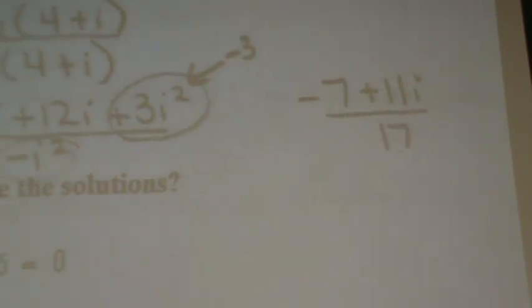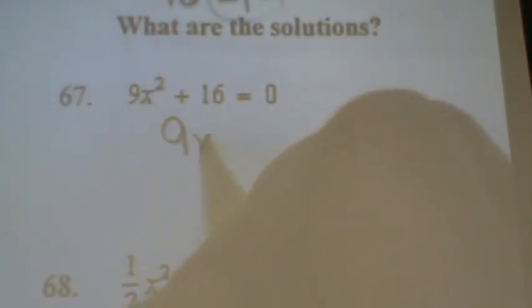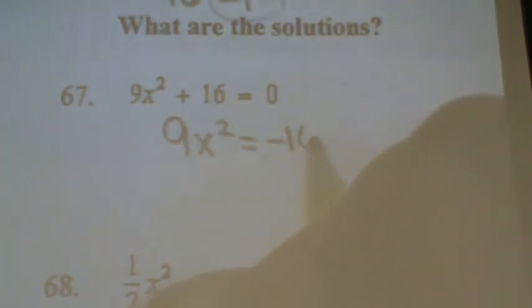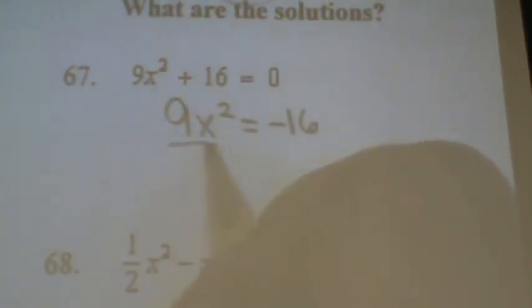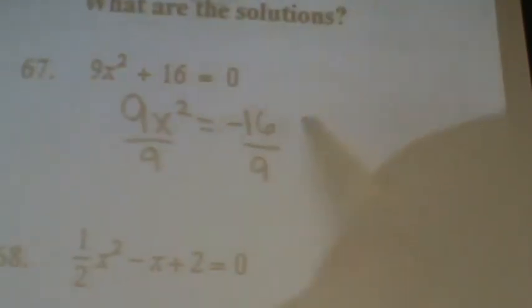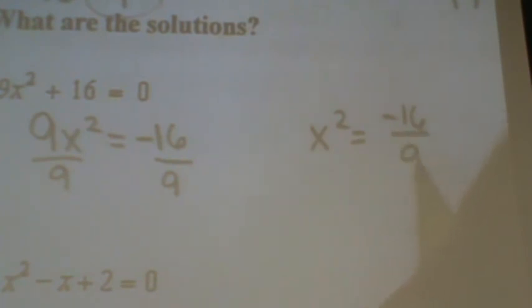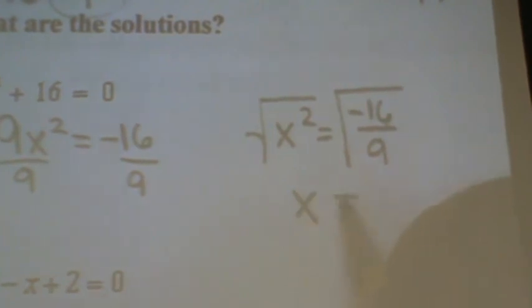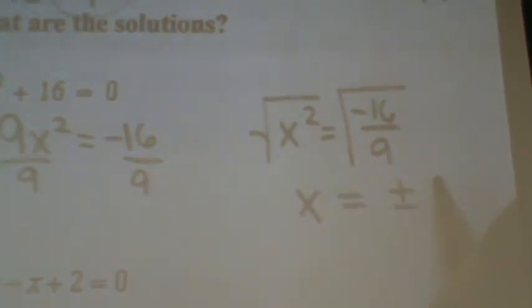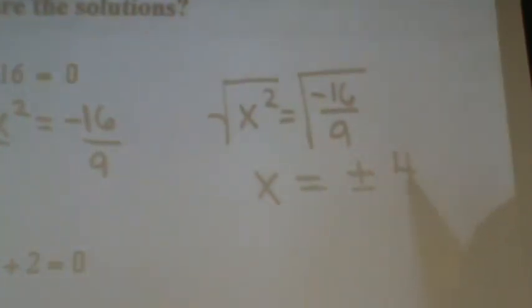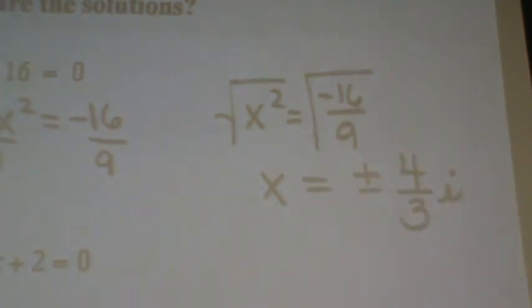Number 67, you're going to subtract 16. And then do what? Divide by 9. So you get x squared equals negative 16 ninths. Now what do you do? Square root it. What do you get for an answer? Plus or minus. What's the square root of 16? 4. What's the square root of 9? 3. What's the square root of negative 1? i. So it's plus or minus 4/3 i.